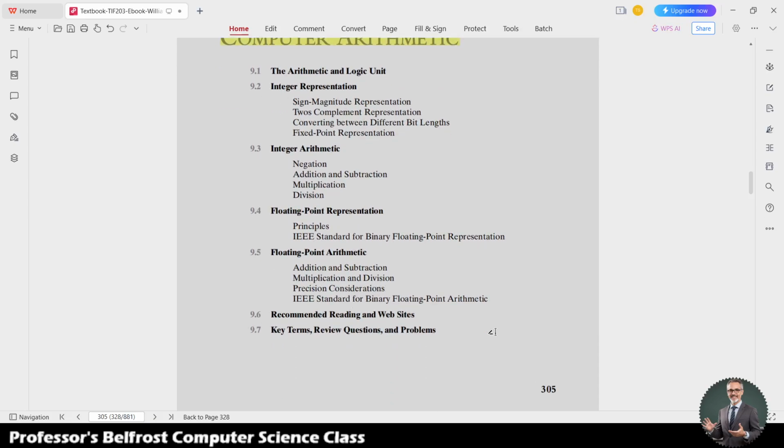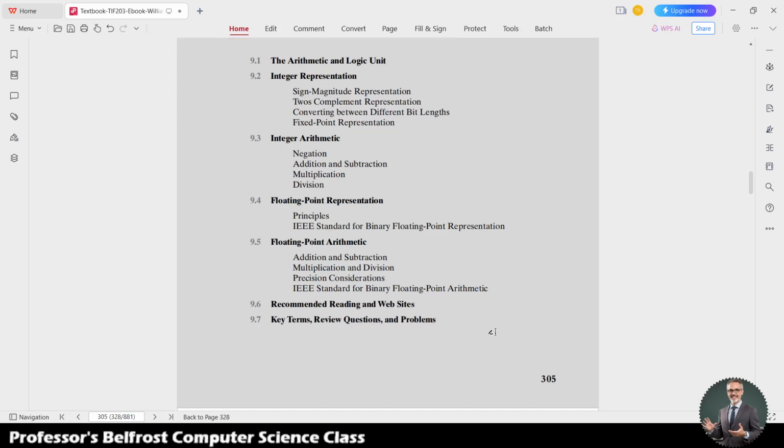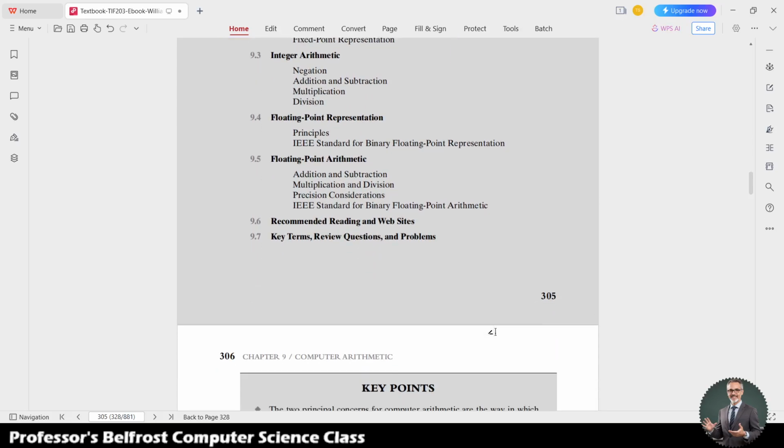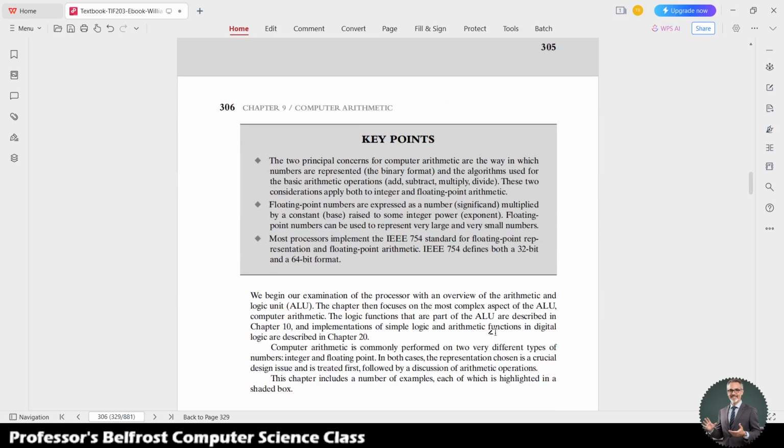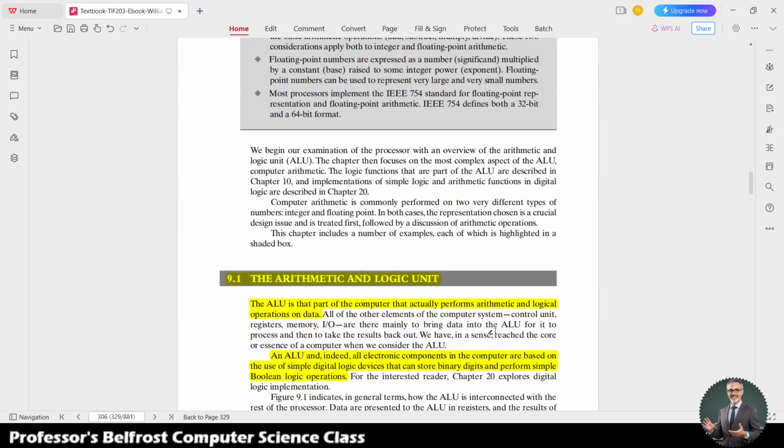So we have the ALU, integer representation, integer arithmetic, floating point representation, and floating point arithmetic. Some of them we have covered in the previous videos, so I will not discuss them again, but let's review a little. Let's see if this book can give us another insight.